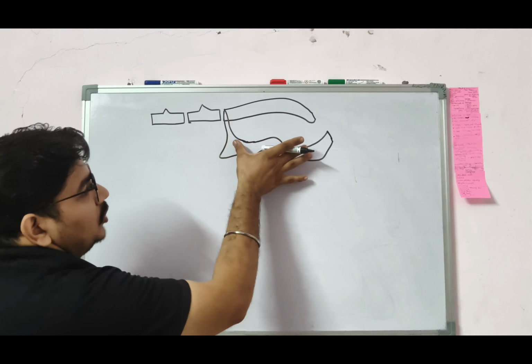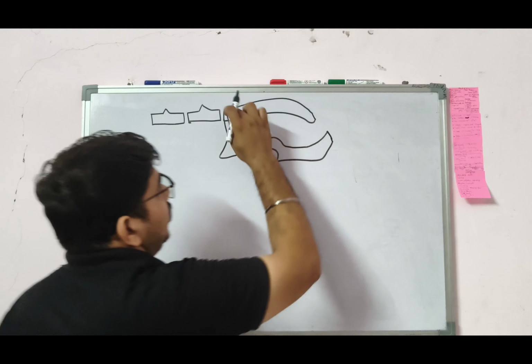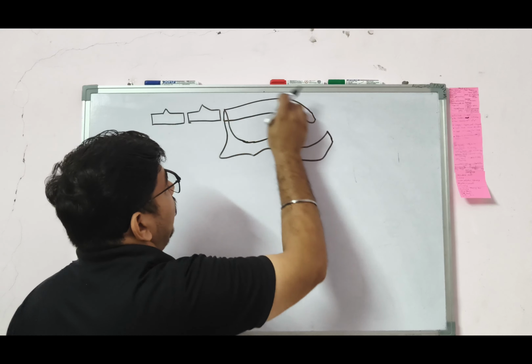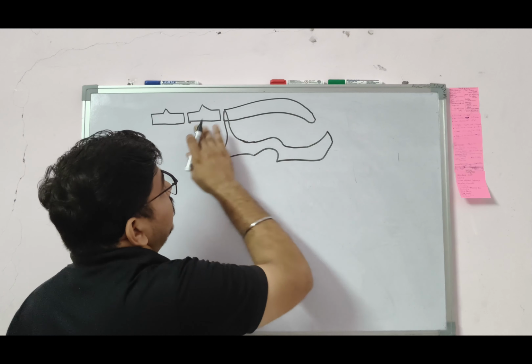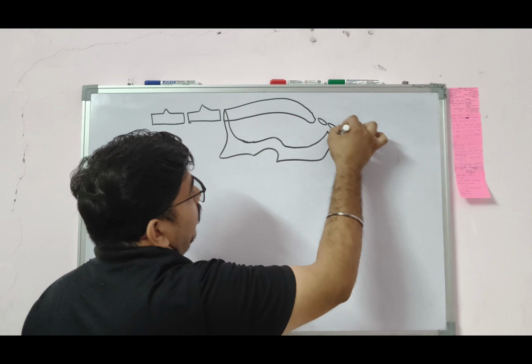This is the os coxae. This is the acetabular cavity where the head of the femur articulates. The roof of the pelvic cavity is formed by the 5th, 6th or the sacral bone. Here the coccygeal vertebra.